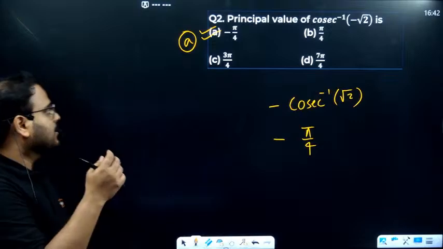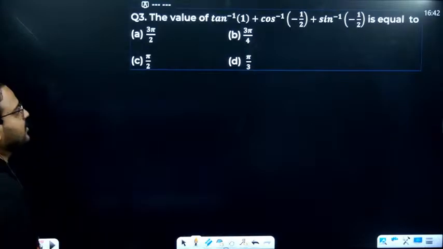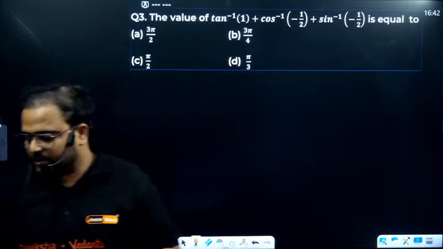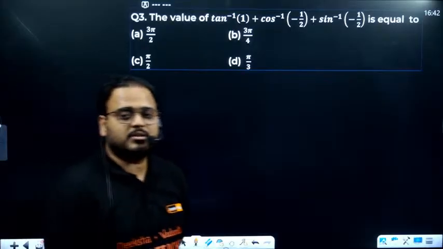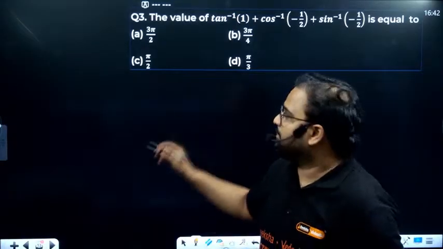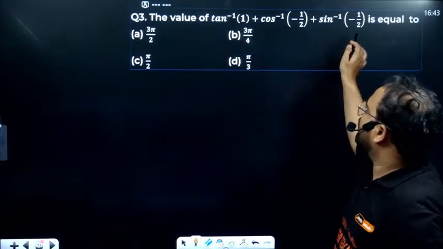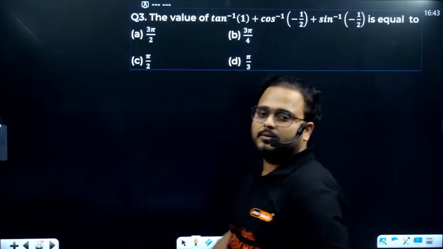So give me the answer. Let's try. How many of you can give me the answer for the third one? Come on. Third question. Please try to solve this. Same result. Tan inverse of 1. So go with the special angles and properties over here.